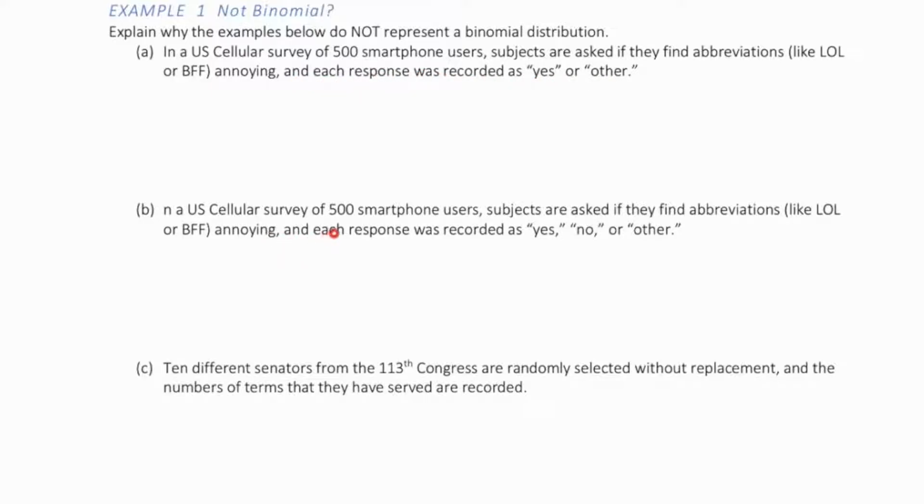B. In a U.S. cellular survey of 500 smartphone users, subjects are asked if they find abbreviations like LOL or BFF annoying, and each response is recorded as yes, no, or other. Part C. 10 different senators from the 113th Congress are randomly selected without replacement, and the number of terms they have served are recorded. So pause your video, take a moment, and determine whether or not these represent binomial probability distributions.